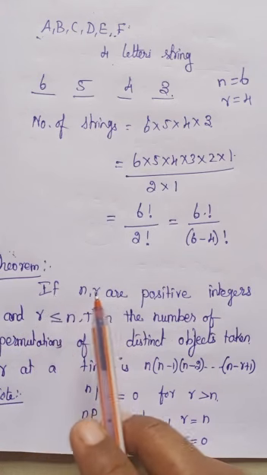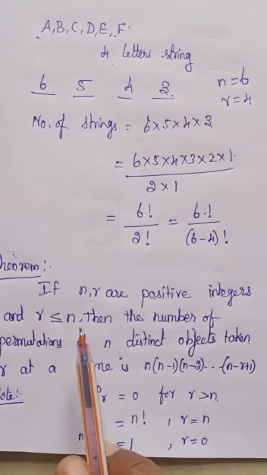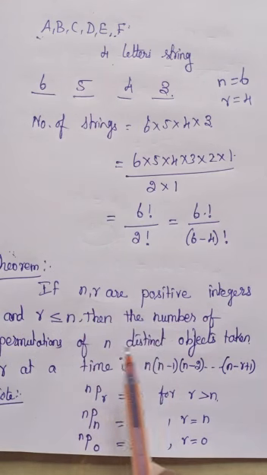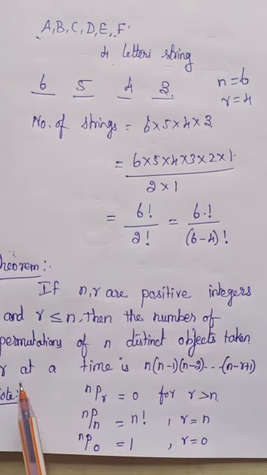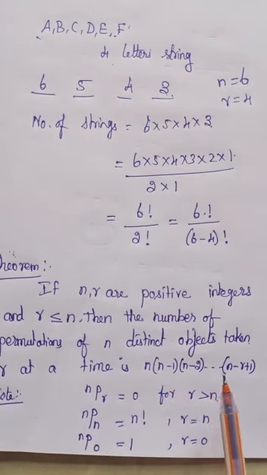Theorem: if n, r are positive integers and r is less than or equal to n, then the number of permutations of n distinct objects taken r at a time is n into n minus 1 into n minus 2, etc., up to n minus r plus 1. The same formula only. Okay.